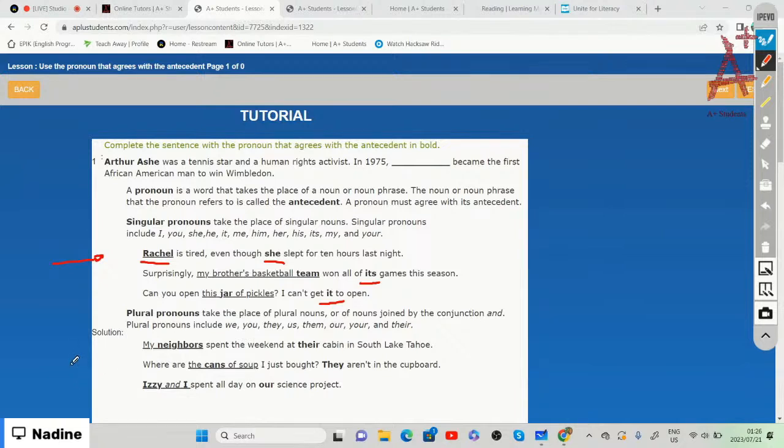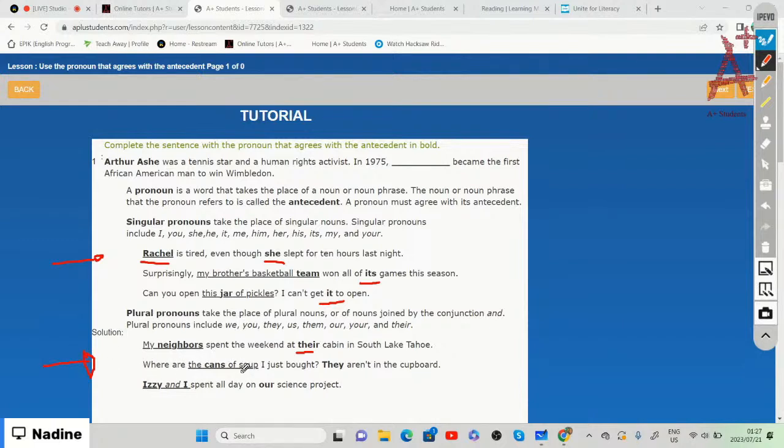Then the examples of plural pronouns, right, which refer to more than one person, place, or thing. For example, my neighbors spent the weekend at their cabin in South Lake Tahoe, right? Which means that the word "their," the pronoun "their," takes the place of my neighbors, right? So "their" is the pronoun that takes the place of my neighbors.